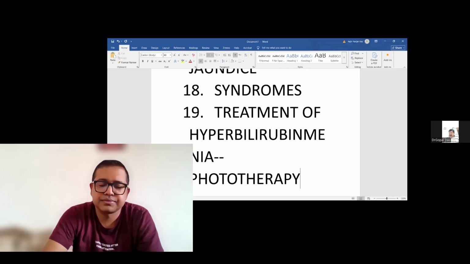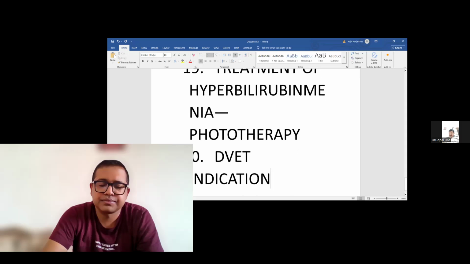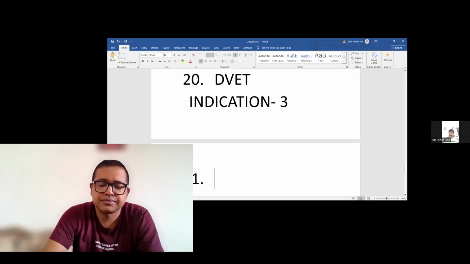Cord bilirubin of 5 milligram per deciliter or more, and cord blood PCV is less than 30. These are the indications of exchange blood transfusion. So there are 3 conditions: cord hemoglobin of 10 gram per deciliter or less, cord bilirubin 5 milligram per deciliter or more, and cord blood PCV is less than 30.